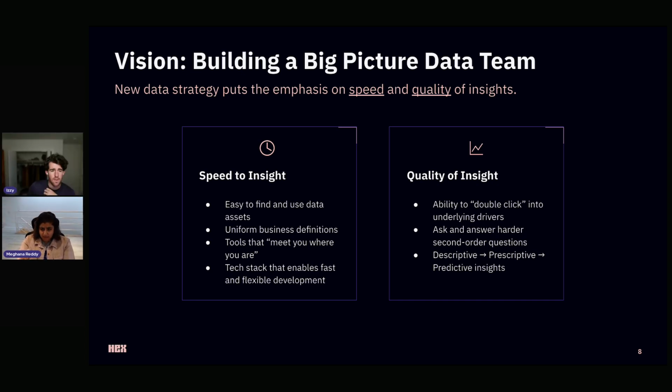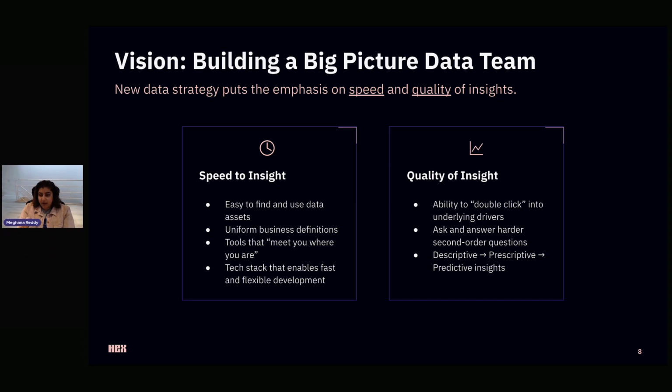And jumping over to quality of insight, here we're talking about, well, again, the quality, right? So one thing that's really key in here is having the ability to double click into underlying drivers. So it's great if you get a report or something and it gives you some interesting ideas. Inevitably, a great piece of data content leads to more questions.